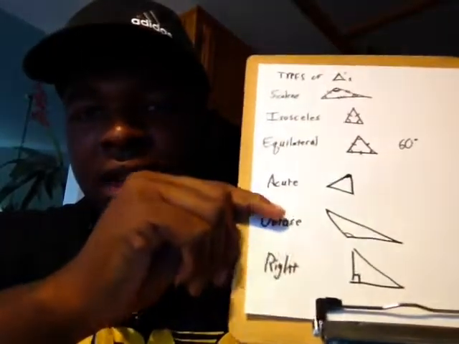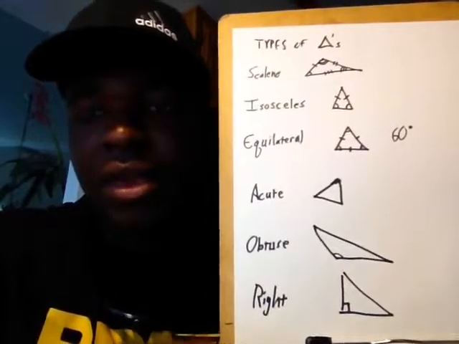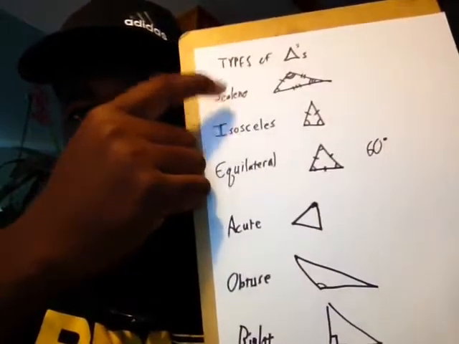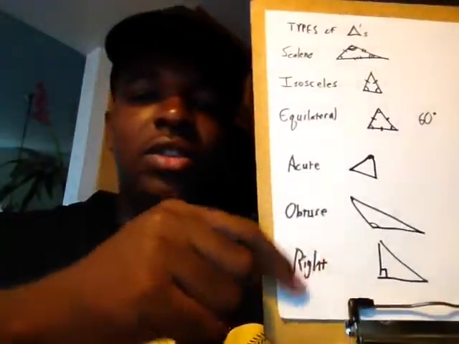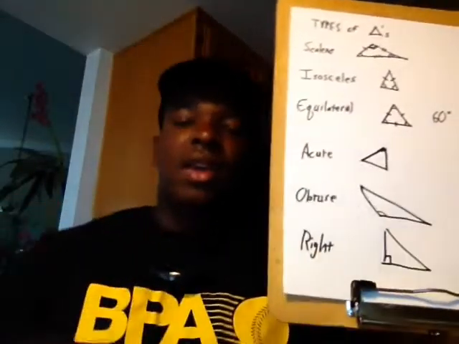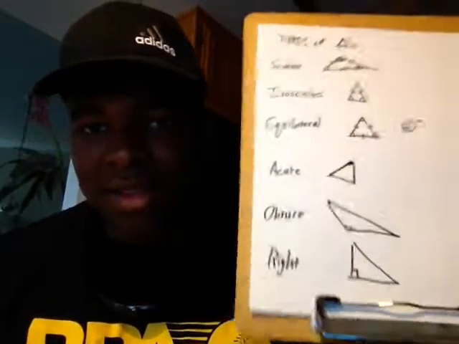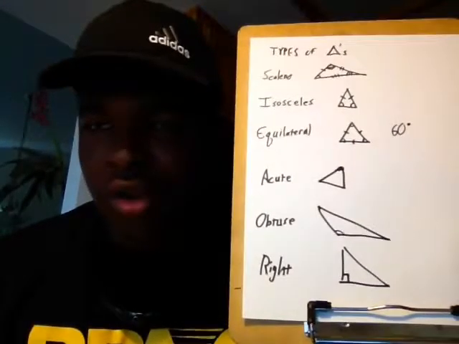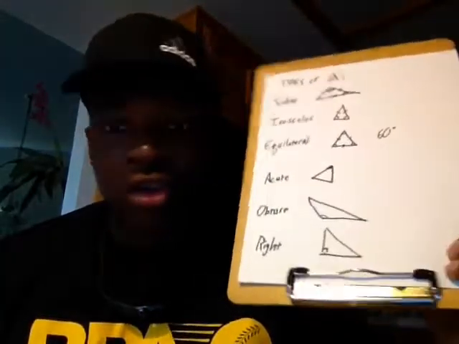Obtuse. That is a triangle that has at least one obtuse angle in it. That typically describes, guess what, a scalene triangle. And then we have a right triangle that isn't described by any of these ones. A right triangle has a right angle in it, and when you go up to higher levels of math, this is pretty much the main triangle you'll be working with. So have fun getting to know your right triangle here.